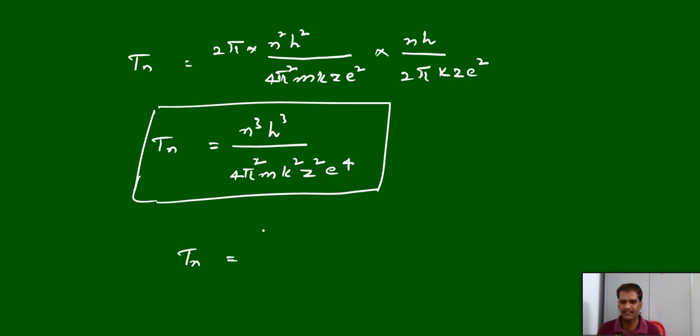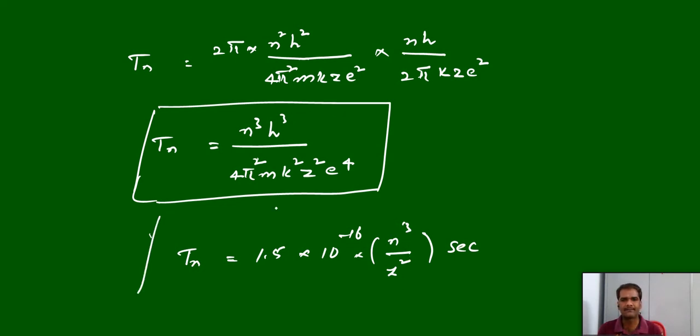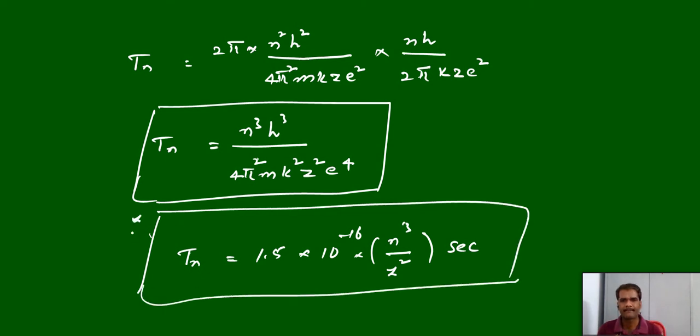Finally, you should remember this formula: 1.5 into 10 power minus 16 n cube by z square. This is in terms of seconds. Time period, the unit is second. Here you will get the orbit number and atomic number, n cube by z square. This is important. Just concentrate on this.